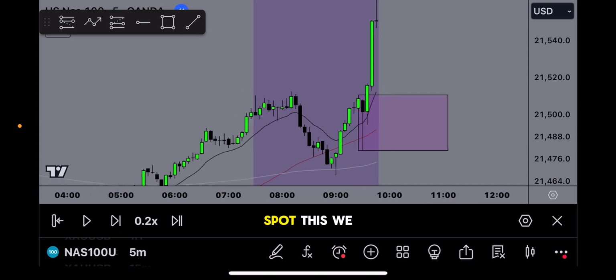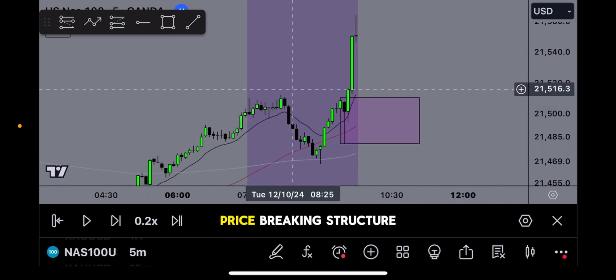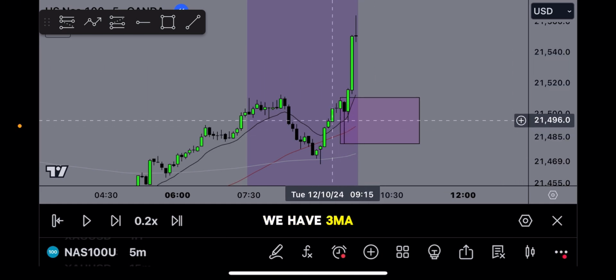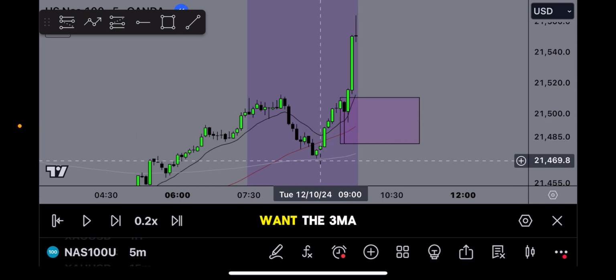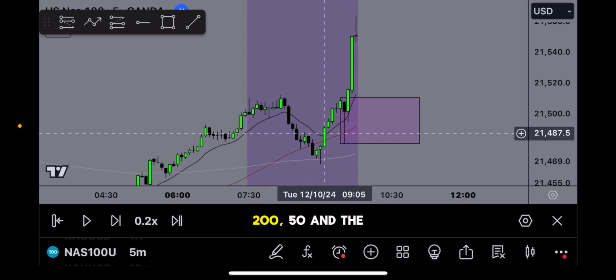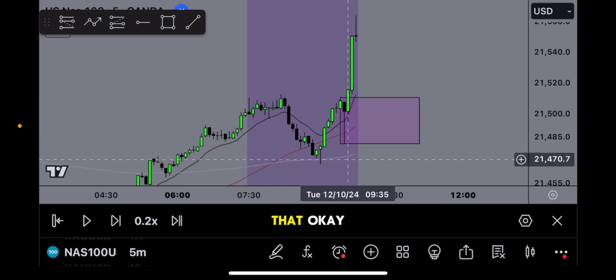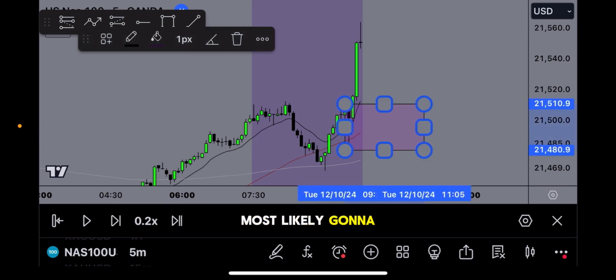Now, once we spot this, we've spotted a demand zone, price breaking structure, we have a gap. There's a high probability demand zone. We have 3MAs underneath price, kind of separated too. That's how you want the 3MAs to be. You want them to be in order, the 250 and the 13MA, just like that. Okay? So that's already given us a good indication that price is most likely going to push up.